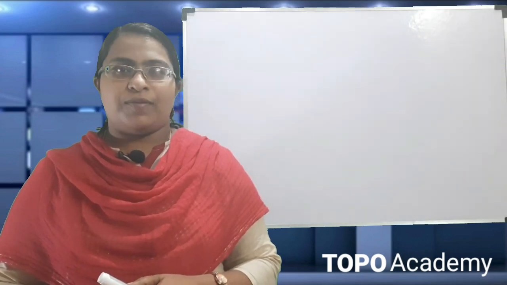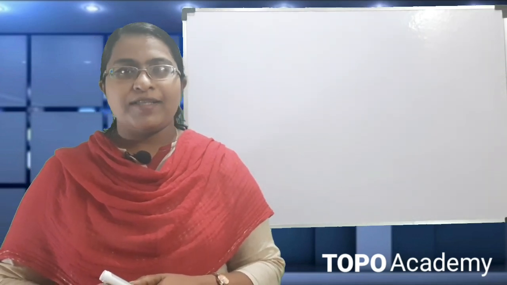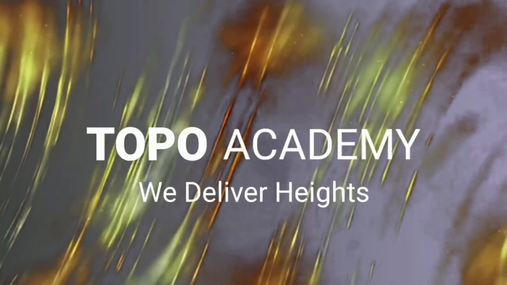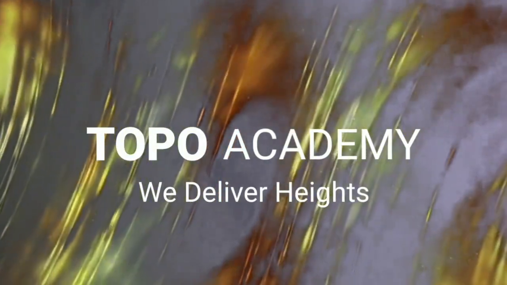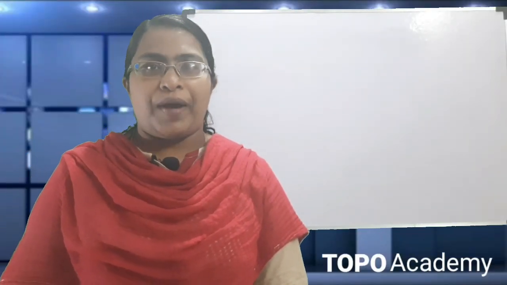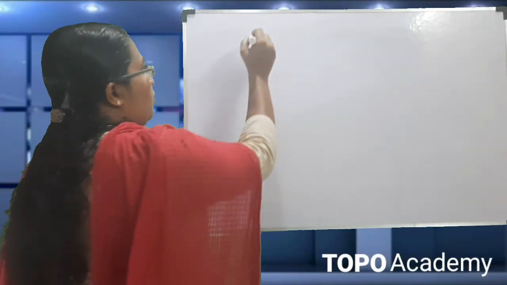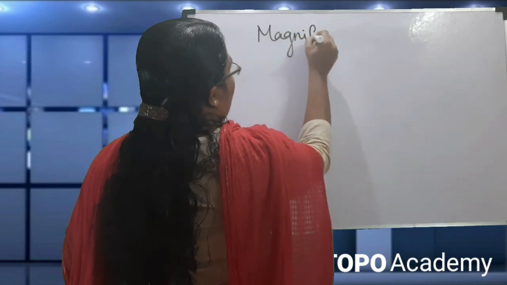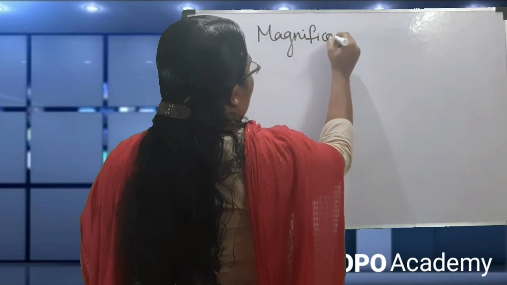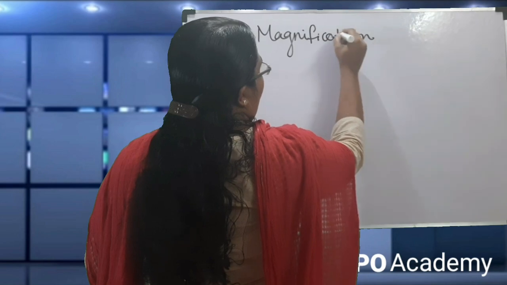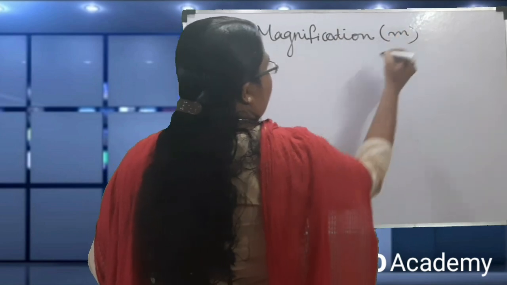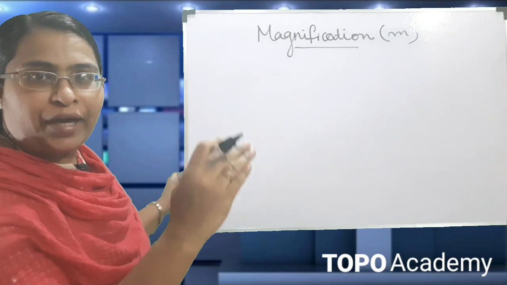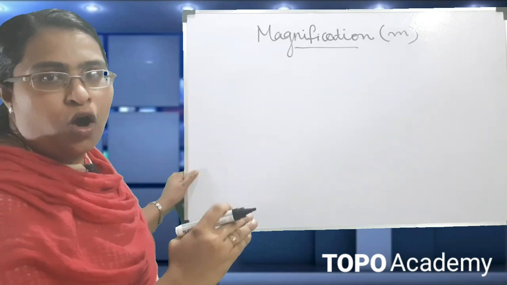Today we are going to discuss magnification and power of a lens, and some problems related to power of a lens. First we are going to discuss magnification, denoted by small letter m. So what is magnification? In magnification we are comparing the size of the image to the size of the object.